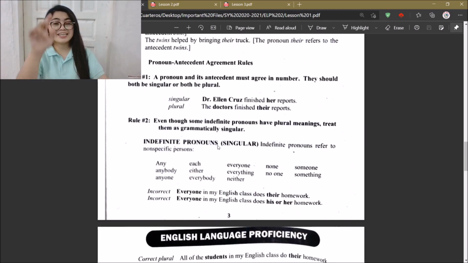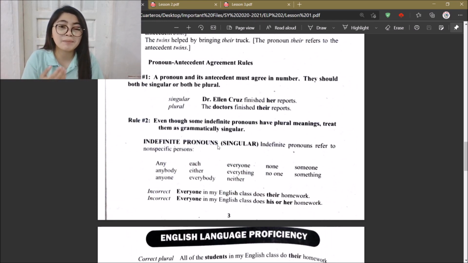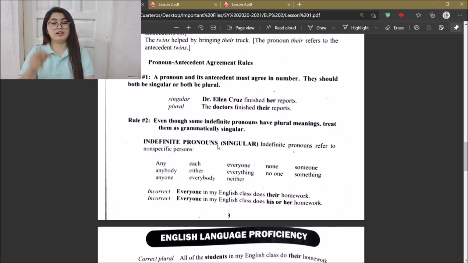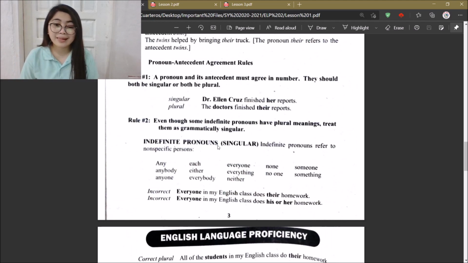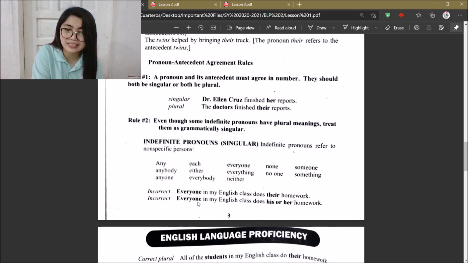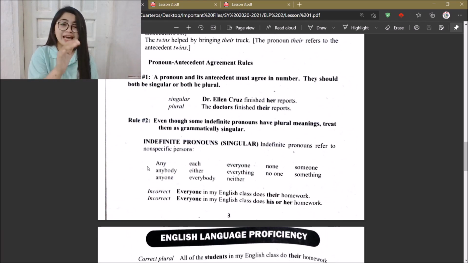Rule number two: even though some indefinite pronouns have plural meanings, treat them as grammatically singular. So, dito na tayo nagkakamali madalas. Kasi nalilito tayo pag nakikita na natin yung everyone sa sentence, hindi natin alam kung minsan kung anong gagamitin natin, kung singular ba or plural. So, always remember these words. So, pag nakita nyo na si any, anybody, anyone, either, everybody, everyone, everything, neither, none, no one, someone, and something.